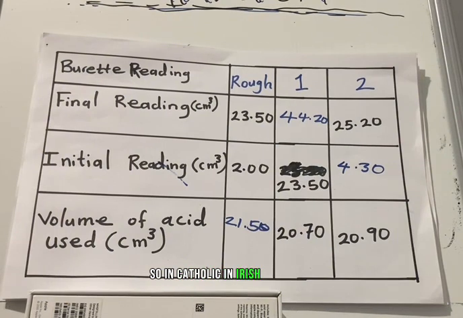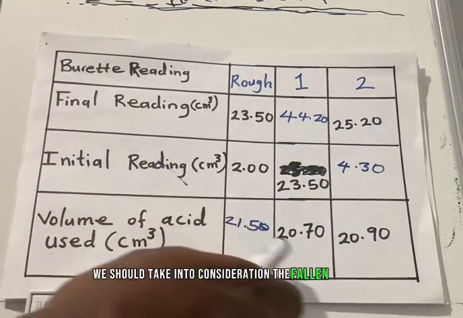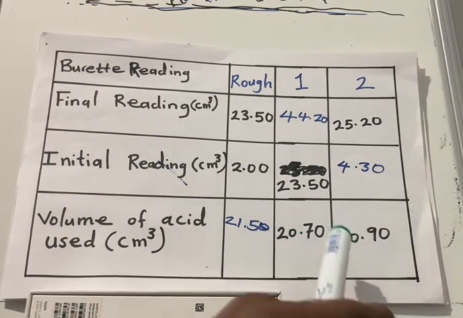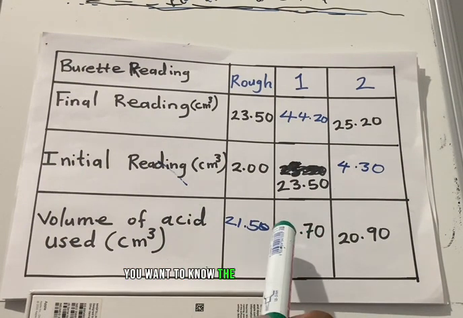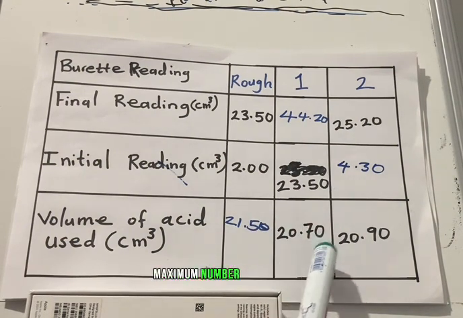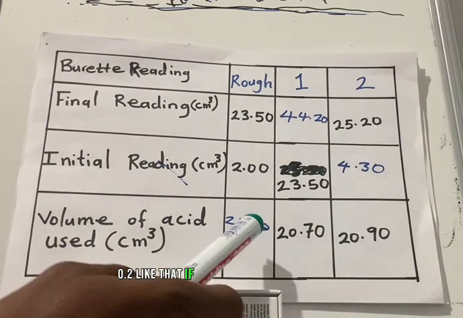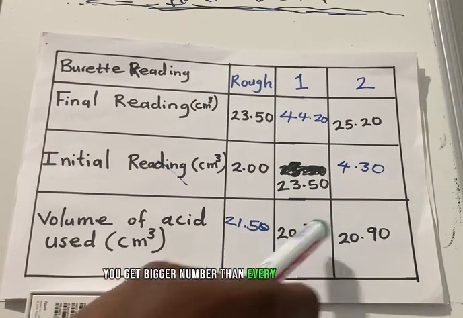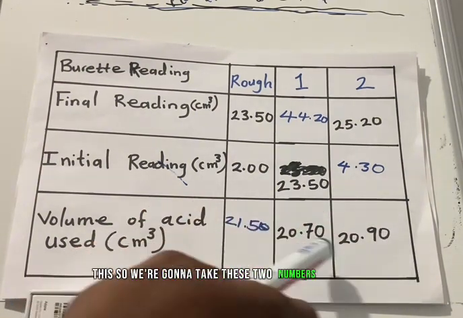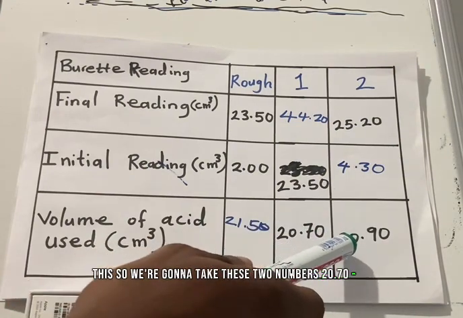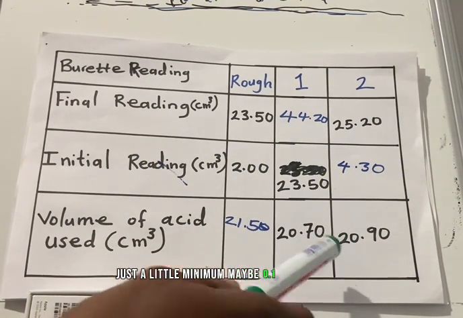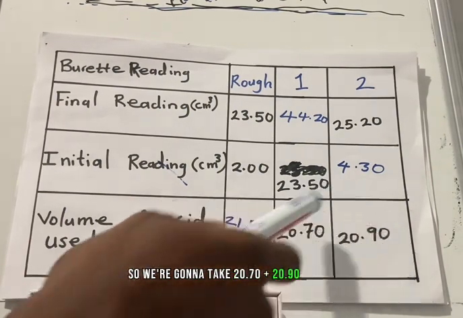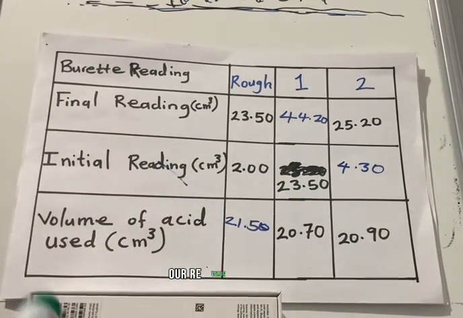The next question is saying we should calculate our average titration. So in calculating the average titration, we should take into consideration the volume of acid. Only this number here we're going to be using. But in looking at it, you're going to know the lesser number here. The difference should be maximum 0.1, 0.2, like that. If you look at this number here, 21.50 minus from this, you get a bigger number than if you minus this from this. So we're going to take these two numbers, 20.70 and 20.90, with just a little difference, maybe 0.1 or something, as our real values in this case.